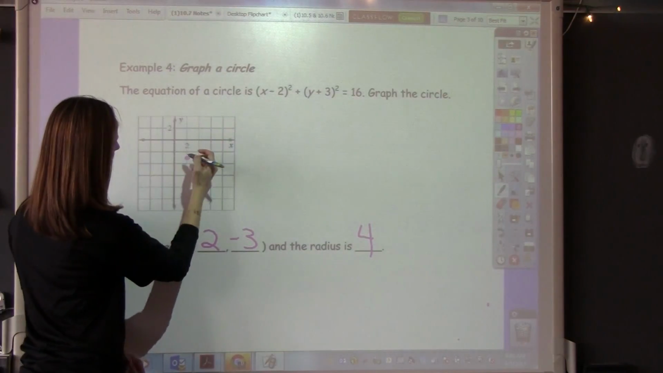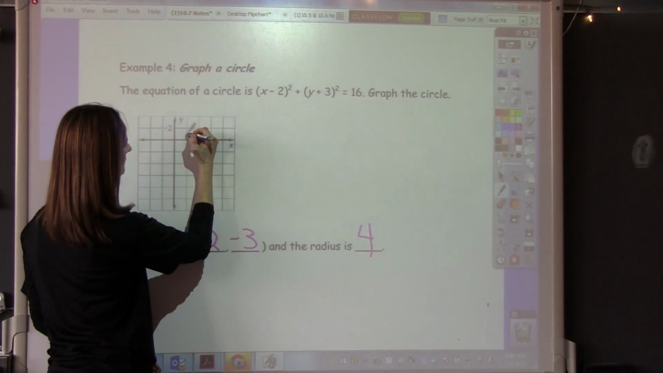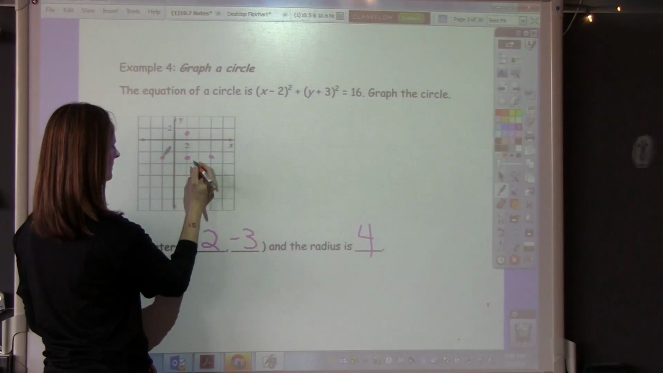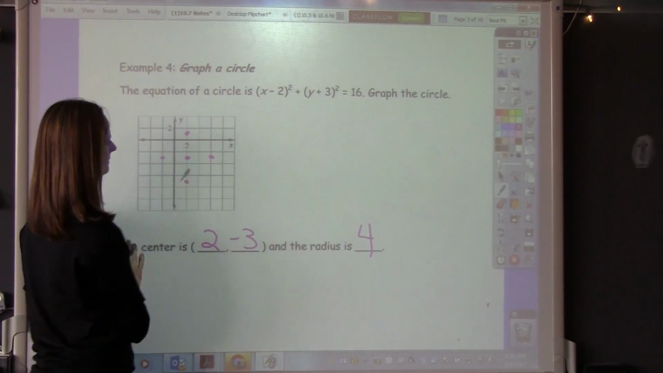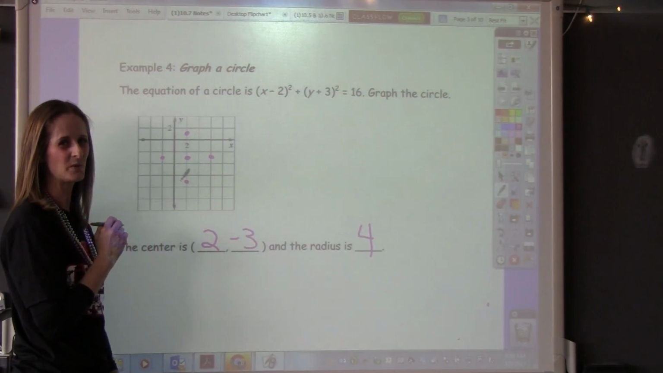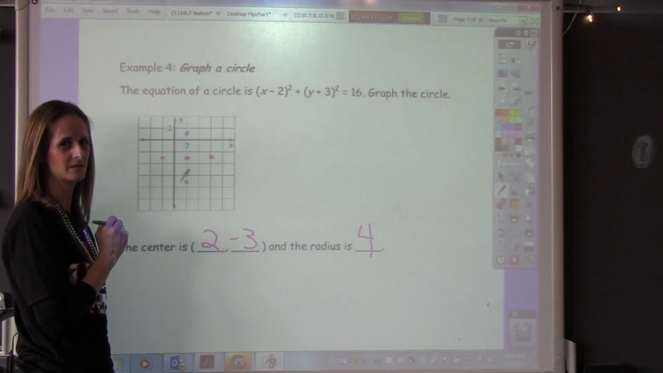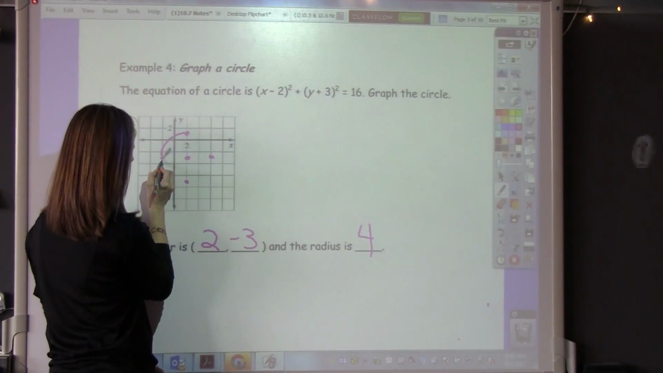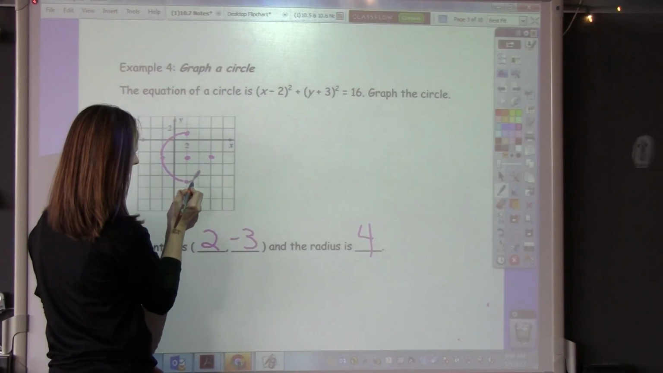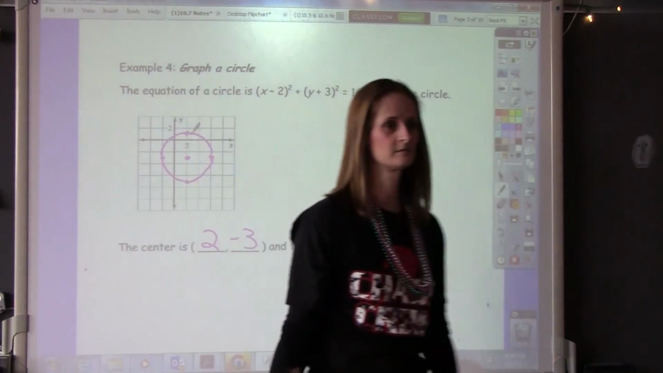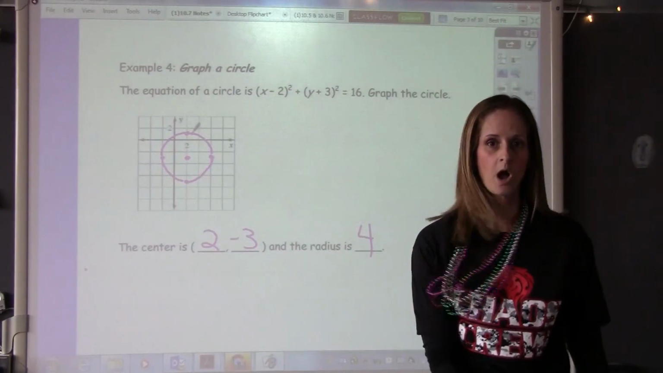All right. So now we're going to count up. 2, 4, 2, 4, 2, 4, 2, 4. Draw a circle. That's it. My circles always kind of look like eggs, but I'm going to do my best. That's it. Any questions?